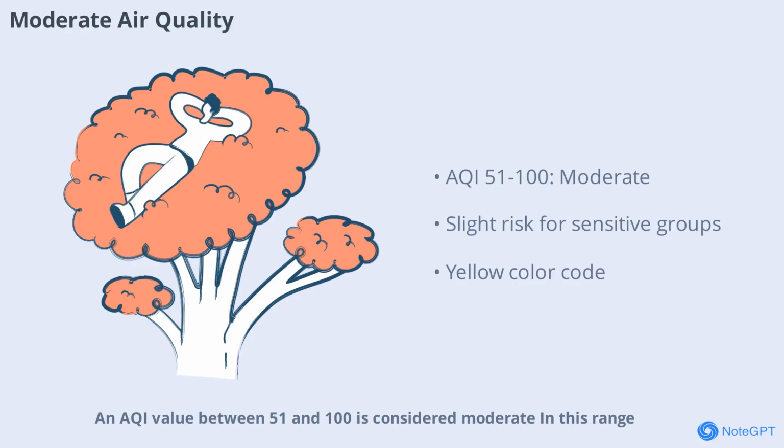An AQI value between 51 and 100 is considered moderate. In this range, air quality is generally acceptable, but there may be a slight risk for some people who are unusually sensitive to air pollution. Most people can go about their daily activities without any problems, but those with respiratory issues should be aware of potential symptoms. The moderate category is represented by a yellow color on the AQI scale. It serves as a reminder that while the air is mostly safe, it's important to stay informed, especially if you or your loved ones are sensitive to pollution.